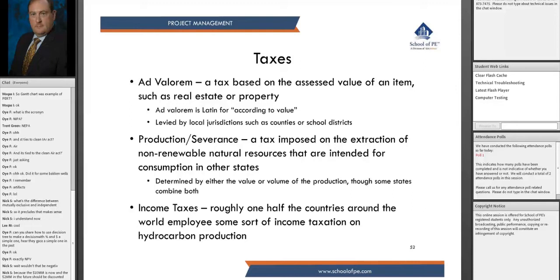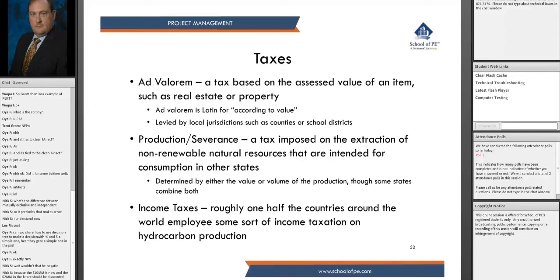It's some tax imposed on the extraction of non-renewable natural resources. That's why water, when it's produced, is generally not taxed because it is and can be renewable depending on the aquifers, etc. But oil and gas, coal, uranium, gravel, these kind of things are taxed at some sort of severance. And depending on the state, sometimes it's both, but often it's value or volume.